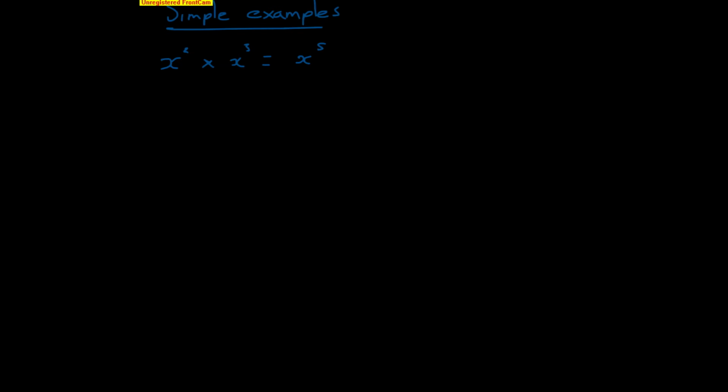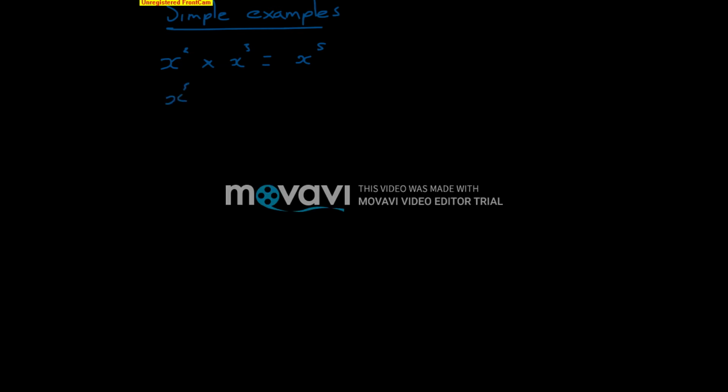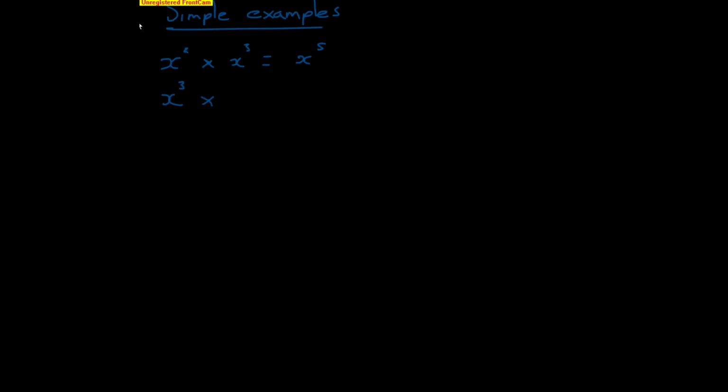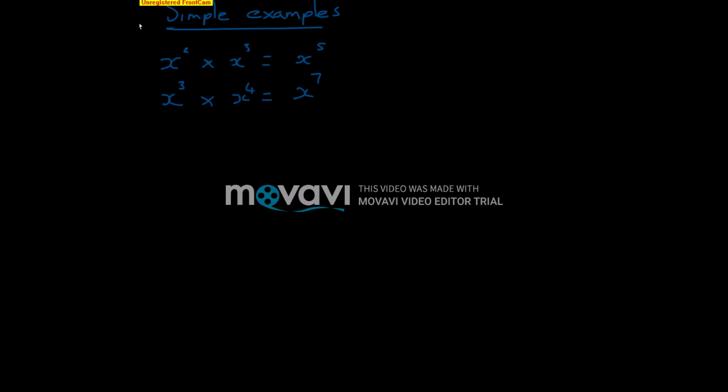Simple. x cubed. That's not very clear, is it? x cubed. There we go. Times x to the 4. Yeah, x to the 7. 4 plus 3 gives us 7. Classic mistake: 3 times 4 is 12. No, it's going to be adding.